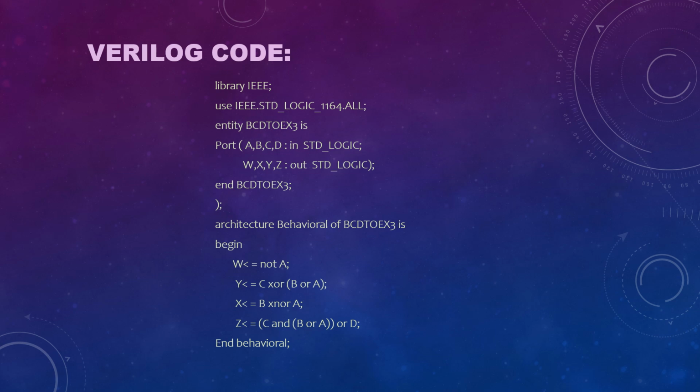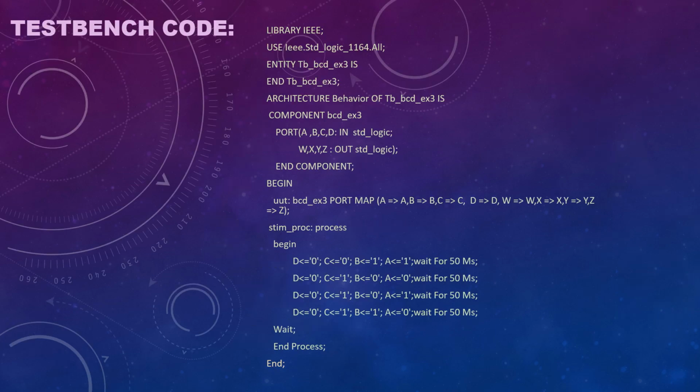Now save the program and check syntax. If there is no error in the syntax check, then we go to the test bench code. In this test bench code, we implement the structural model style. Firstly, we declare the library and then the entity, which is test bench BCD XS3, and then the architecture behavioral of the test bench.